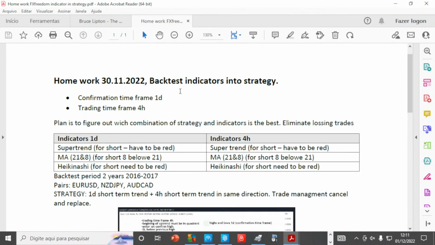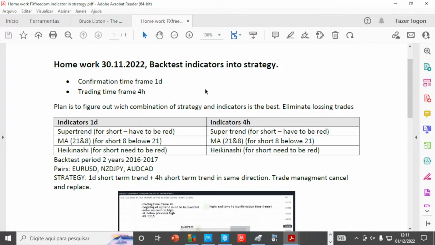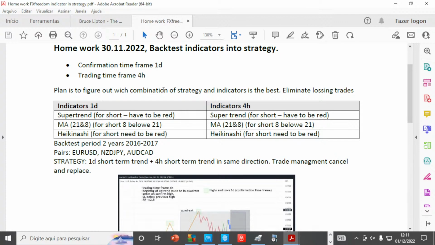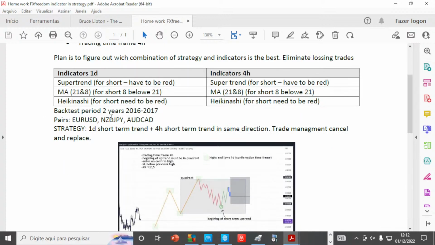So Mattia is saying homework 31, backtesting indicators. So the confirmation time frame is the daily, says Mattia. Trading time frame is the 4-hour chart. Plan is to figure out which combination of strategy and indicator is the best. Eliminate losing trades. Wow, very good. So backtest period 2 years.